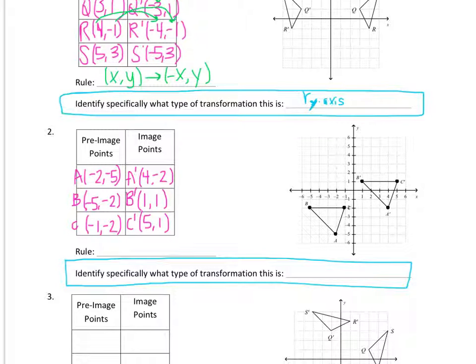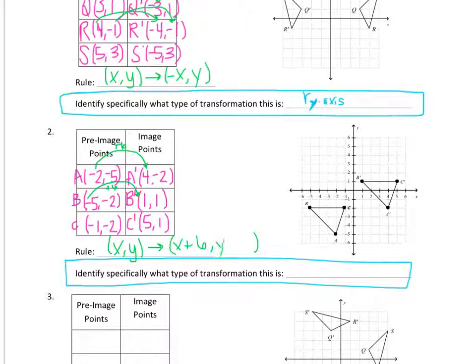Now we have the coordinates listed for A, B, and C, so our next step is to take a look at the rule. (x, y) maps onto, and now I have to figure out what's happening with the x's here and what's happening with the y's. If I look here from negative 2 to 4, that looks like maybe an addition of 6. So now I'm going to test that on the next coordinate. Negative 5 plus 6 does in fact land me at positive 1. So now it looks as though I'm taking x and adding 6 to it.